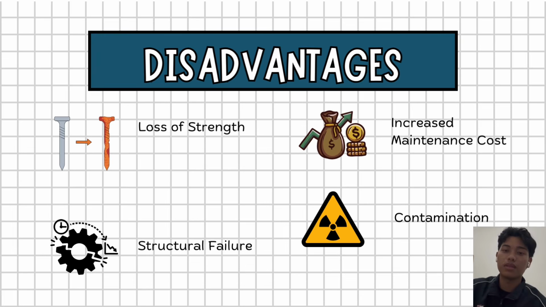So, for example, if a fence was rusted, you need to paint it back. And lastly, contamination. Rust can contaminate water, chemicals, or food stored in iron containers. So if the container is rusted, we need to avoid storing food or drink in it.